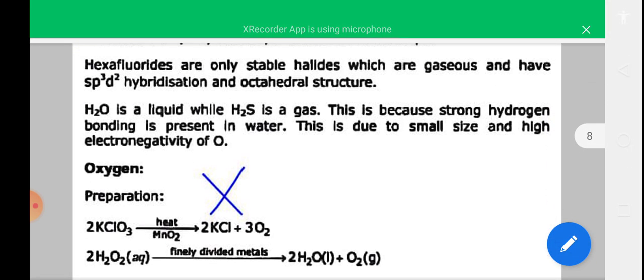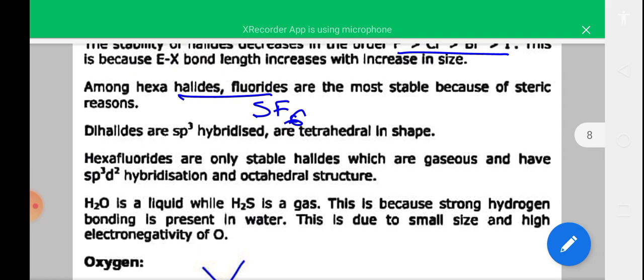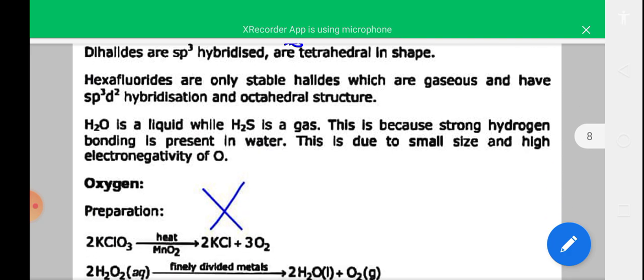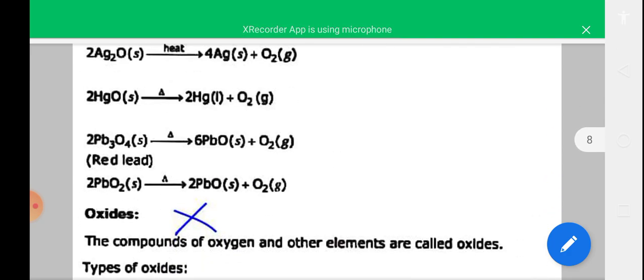Now a compound question is given. H2O, water, is a liquid and H2S is a gas. Why? This is because strong hydrogen bonding is present in water, and this is due to the small size and high electronegativity of oxygen. In water, strong hydrogen bonding is present, that's why water is a liquid and H2S is a gas.